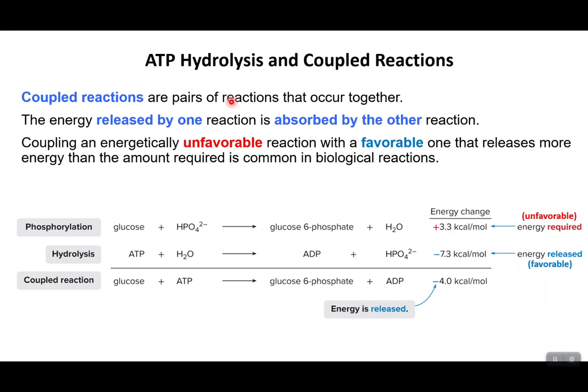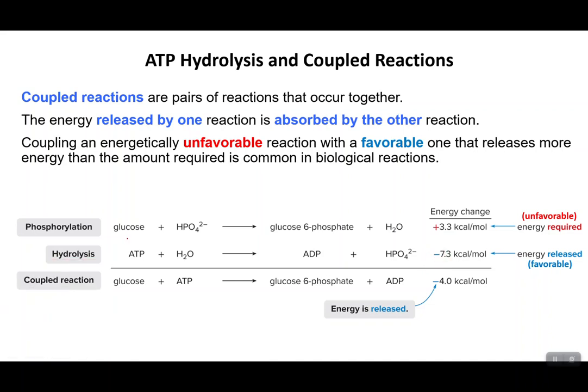Coupled reactions are pairs of reactions that occur together, meaning that the energy released by one reaction can be absorbed by the other reaction. So what this means is that if I have an unfavorable reaction, meaning a reaction that has a positive sign, meaning it requires energy, if I couple that to another reaction that provides more than the energy that is needed, then I will have a net favorable reaction. So let's look at those details.